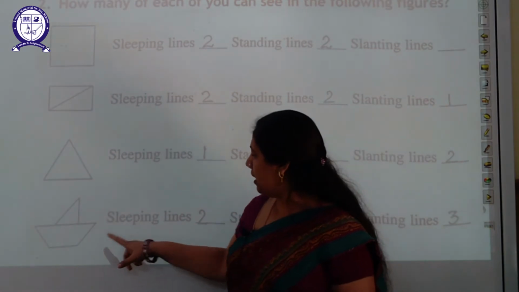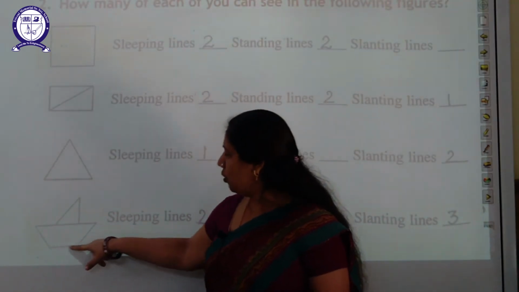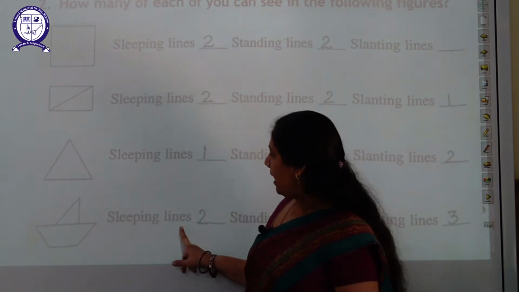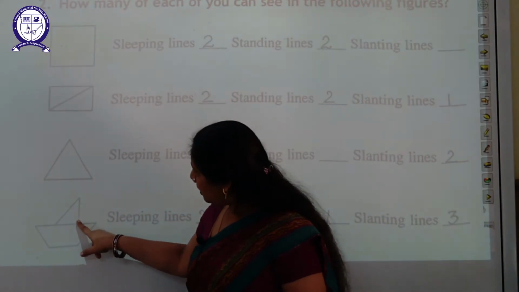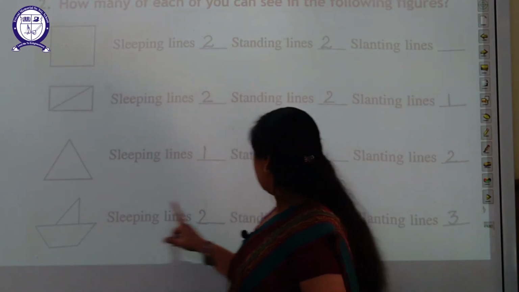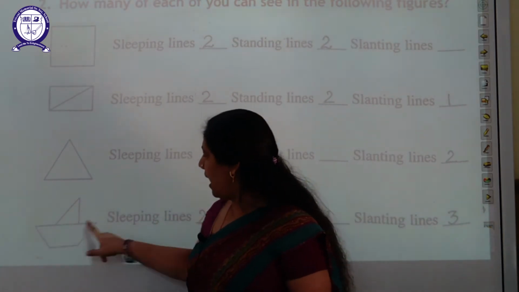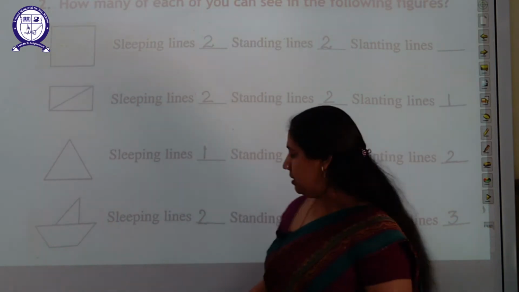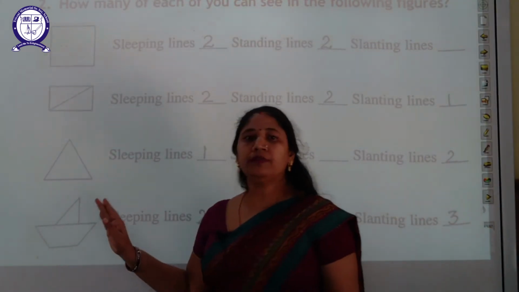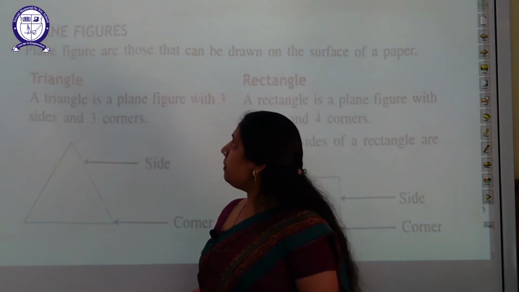Look at this picture. Sleeping line: 1, 2. 2 sleeping lines. Standing line. Look here, that is 1 standing line. Slanting lines: 1, 2 and 3. There are 3 slanting lines. Okay, you have to practice these shapes at home, beta.